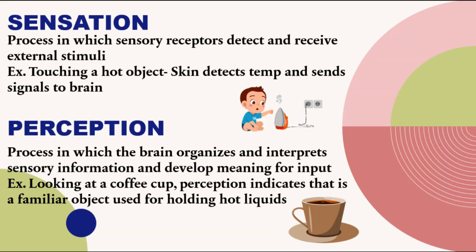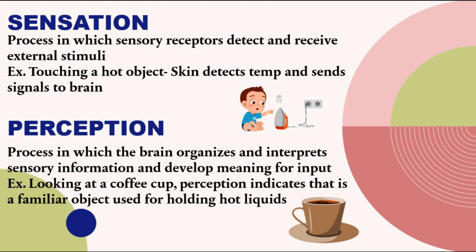Sensation and perception are two distinct but interconnected processes that play essential roles in how we experience and interpret the world around us. Sensation refers to the process by which sensory receptors, such as those in the eyes, ears, skin, nose, and tongue, detect and receive external stimuli, such as light, sound, touch, taste, and smell. Sensation involves the conversion of physical stimuli into electrical signals, which are then transmitted to the brain for processing. It is the first step in the chain of information processing that leads to perception.